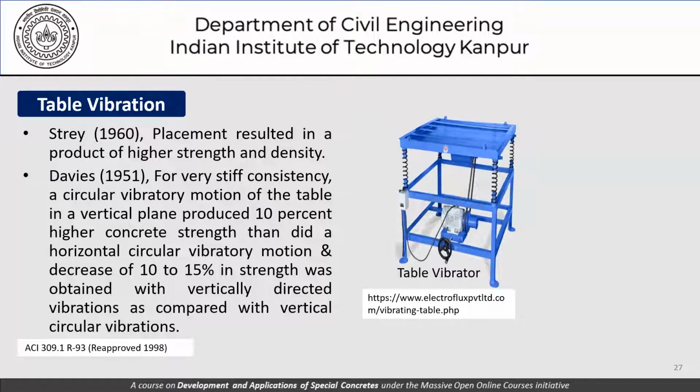It was found that for very stiff consistency, a circular vibratory motion of the table in a vertical plane produced 10% higher strength of concrete than did a horizontal circular vibratory motion, and a decrease of 10 to 15% strength was observed with vertically directed vibrations as compared to vertical circular vibrations.